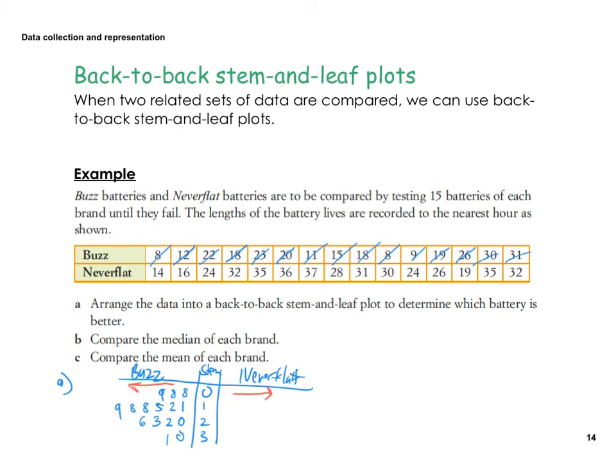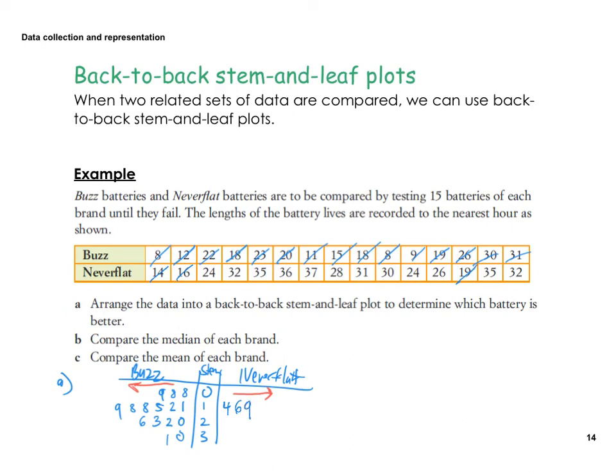Now please pause and try the data for Never Flat. So fit this into here. Okay, there are no single digits, so we're going to leave 0 blank. Don't write 0, just leave it blank. Now the teens, what do we have? We've got the 14, lowest to highest, and we have 16, and we have 19.